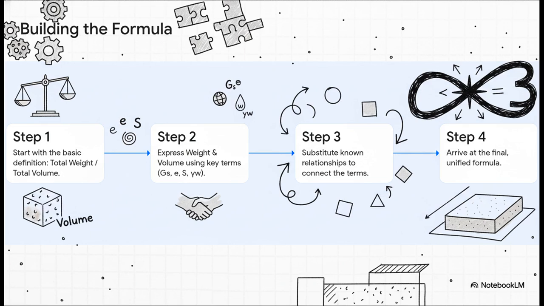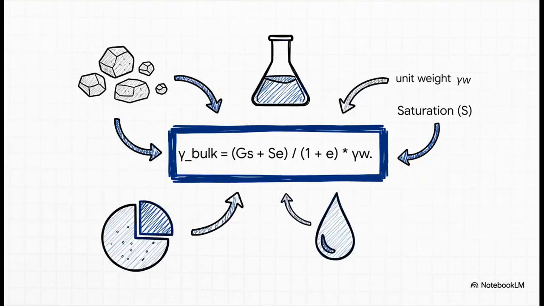So where does this master formula come from? Well, it's actually pretty logical. You start with that simple definition we just talked about, weight over volume. Then you cleverly start swapping in those key terms we just learned, the Gs, the e, the S. You do a little bit of mathematical shuffling to connect them all, and boom, you get one single, clean formula that does it all. And there it is, the master formula.